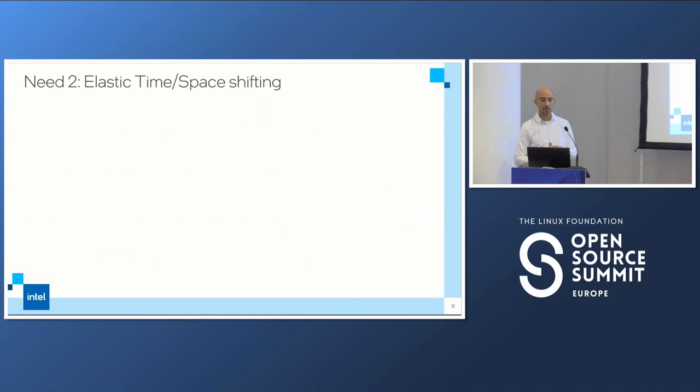And the second one is the elastic time and space shifting. This morning, the talk about the energy grid was interesting because it was about managing the energy distribution. But you can also think about elastically moving compute across the different edges depending on the energy availability in the different locations.